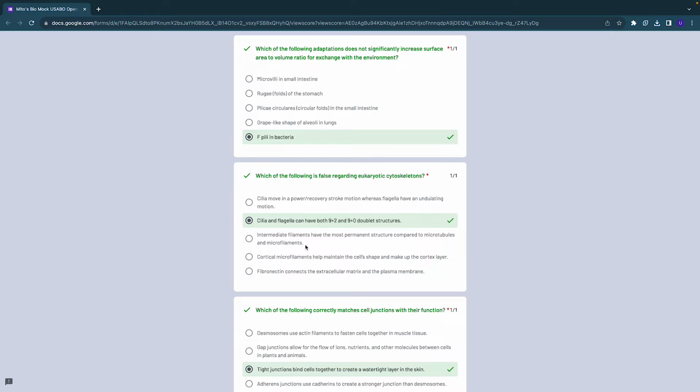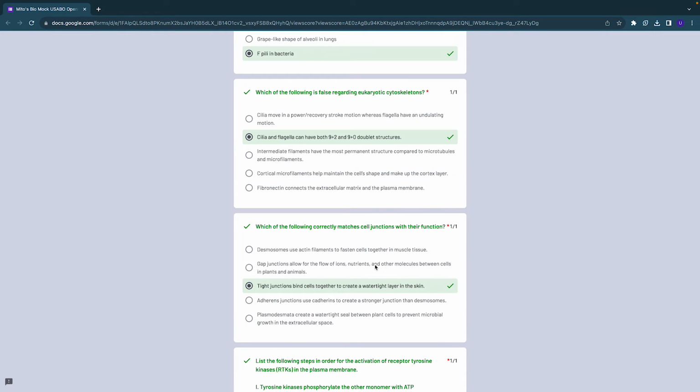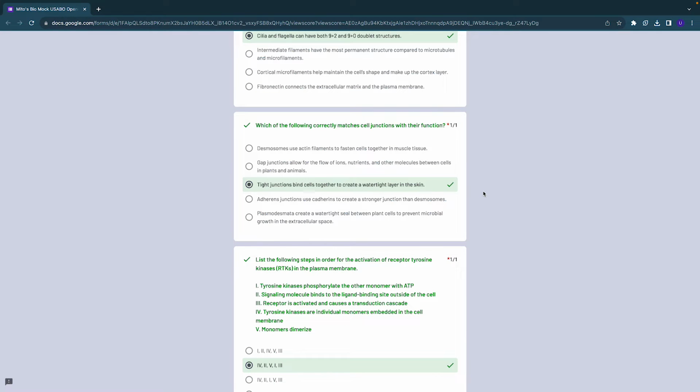And then cortical microfilaments help maintain the cell shape and make up the cortex layer. Yeah, and those would be made out of actin. Fibronectin connects the extracellular matrix in the plasma membrane. That is true. So, now, which of the following correctly matches cell junctions with their function?